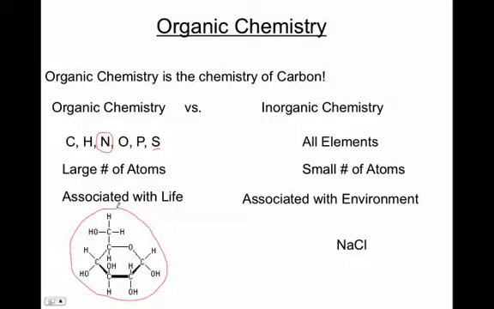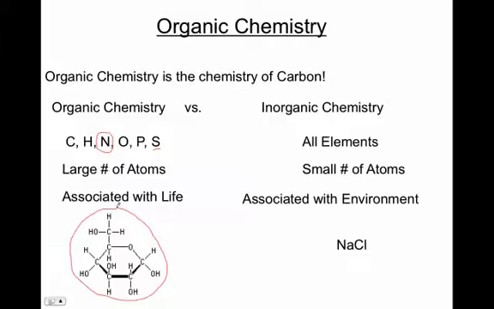So even though 24 atoms might seem quite large, when we compare that with something like DNA, which is made of billions of atoms, it is relatively small. But the general sense is that organic molecules tend to be large. And also, organic molecules tend to be associated with life. What we mean by that is they're generally molecules that are made by living things or directly related to the function of living things.